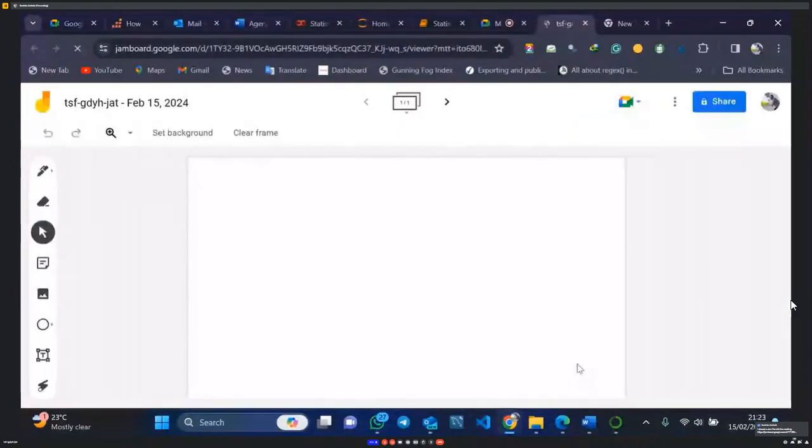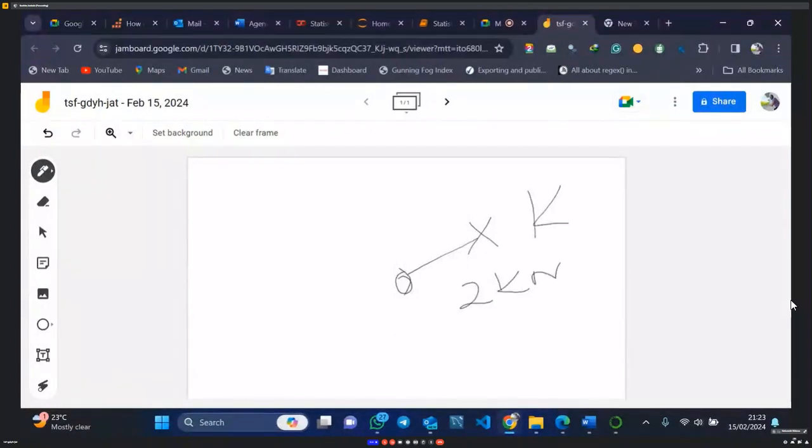I just wanted to draw what Ian was saying. This is the CBD here. So there's a place here, maybe K, which is 2 kilometers, and then there's another place here. Let's call it Y, which is 4 kilometers. This is what I believe, Ian, you are explaining.